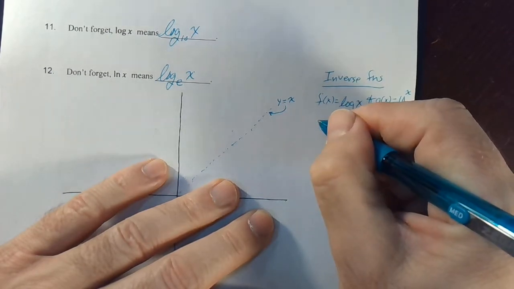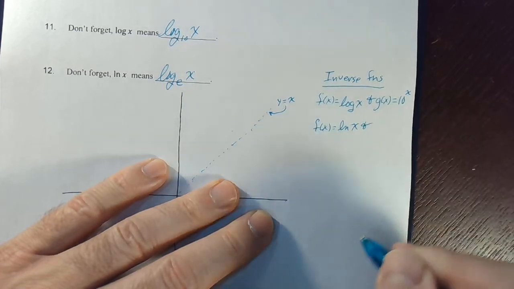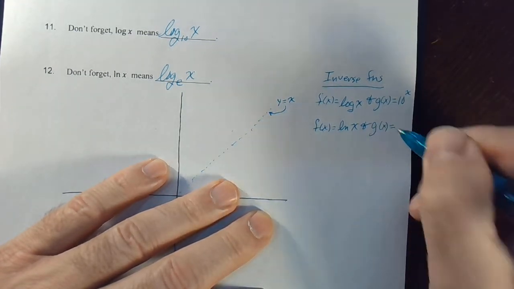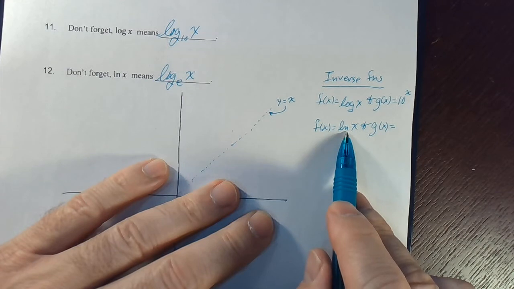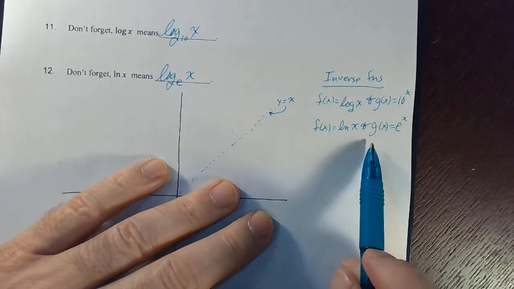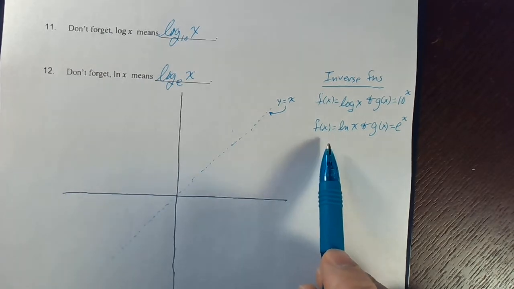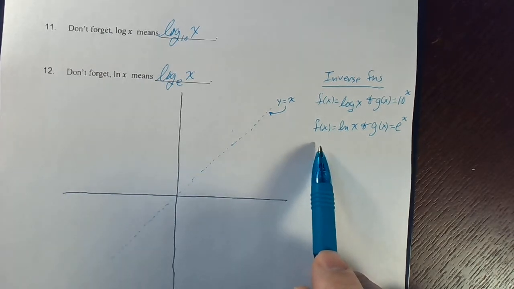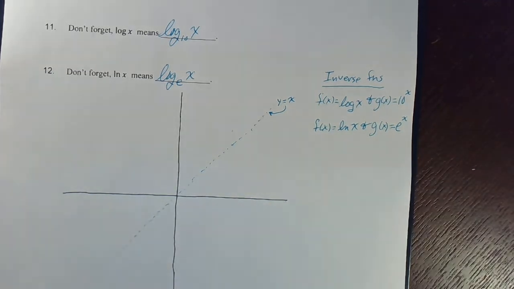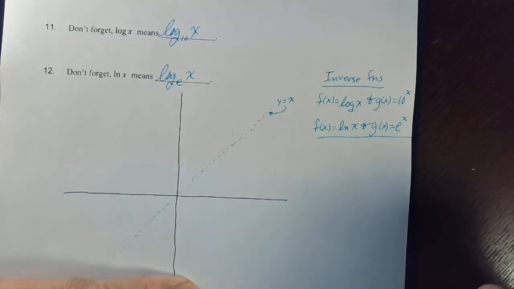And I'll do one more. I'll do f of x equals ln x. And g of x equals what? The base of this log is e, so this should be e to the x. Okay, so you could do that with any base that you want. You could say f of x equals log base 9 of x, and g of x equaling 9 to the x power. Those would be inverse functions. And let's just deal with these two here.